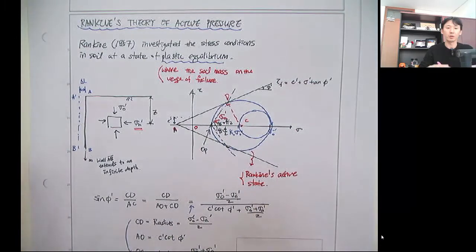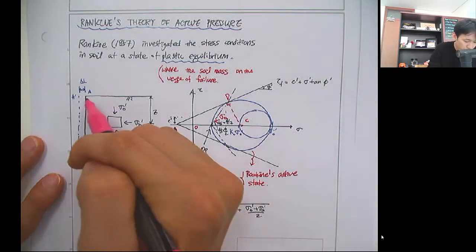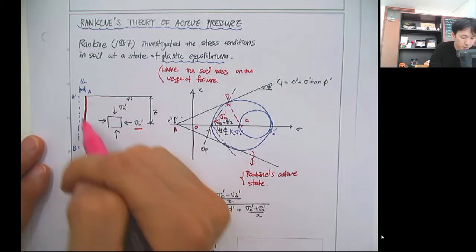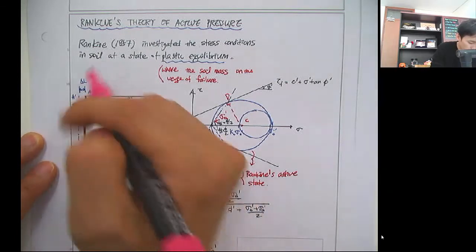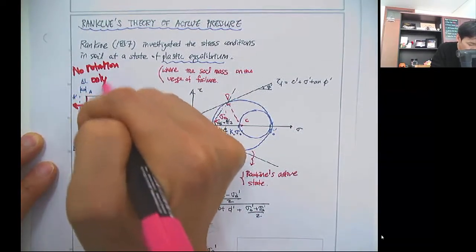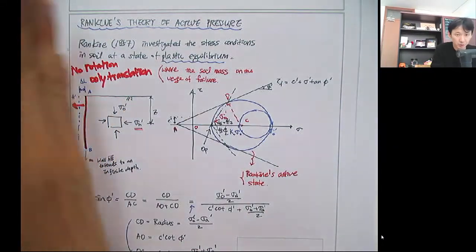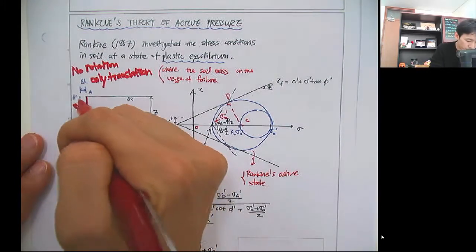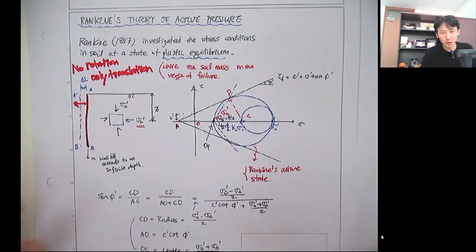So it's the time just before the failure. Let's think about the case that this wall AB is moving in this direction, to A prime, B prime, and assuming that there's no rotation and only translation, so the wall is moving just horizontally or parallelly, like that. Then we can draw some Mohr circles.